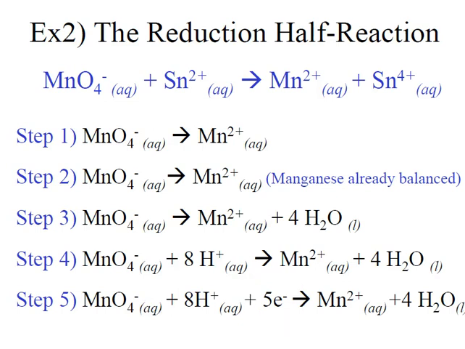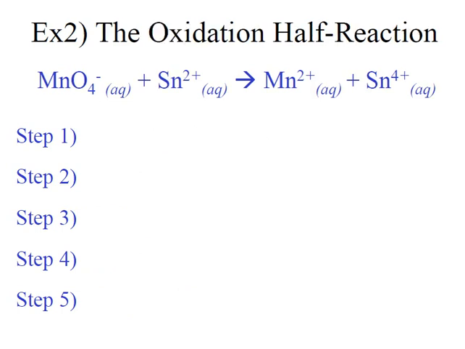All right, let's move on to the oxidation. So if manganese was reduced, that means the tin must be oxidized, and it did go from 2 to 4, so that makes sense. So there's the half reaction for the oxidation, at least to start. Step 2, balance any atoms that aren't hydrogen or oxygen. We've got 1 tin on the left, 1 tin on the right.